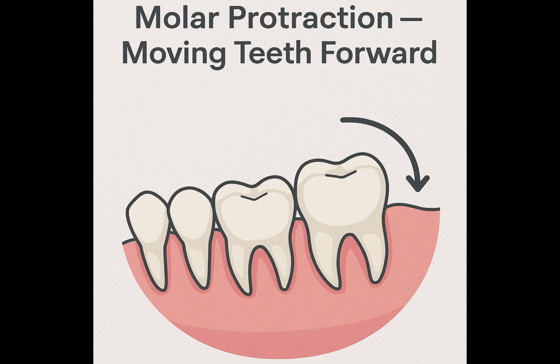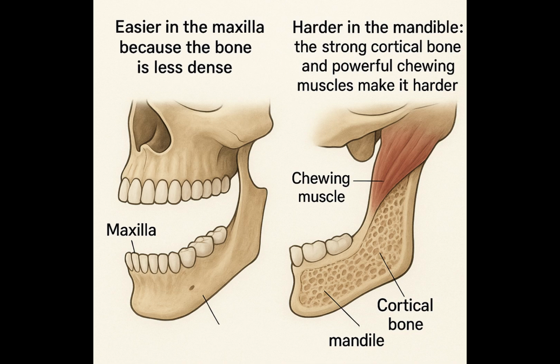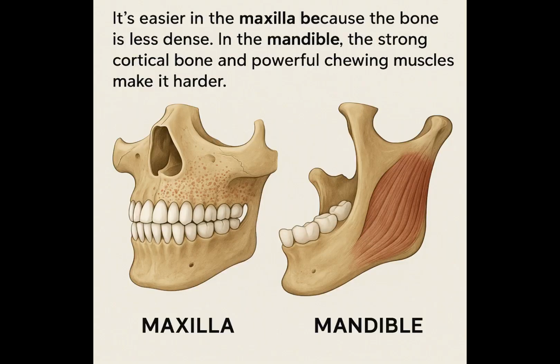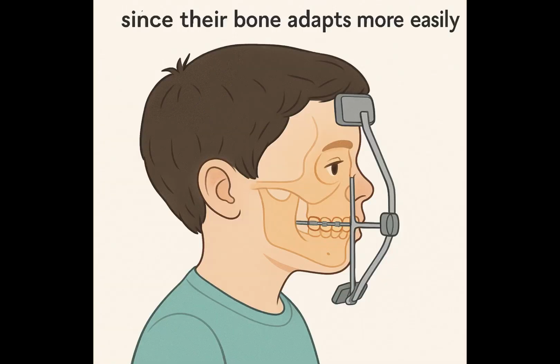Section 4. Molar protraction. Moving teeth forward. Sometimes we need to move molars forward instead of backward. This is protraction. It's easier in the maxilla because the bone is less dense. In the mandible, the strong cortical bone and powerful chewing muscles make it harder. Protraction is also more effective in younger patients, since their bone adapts more easily.